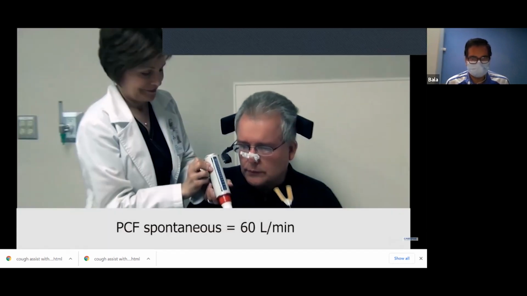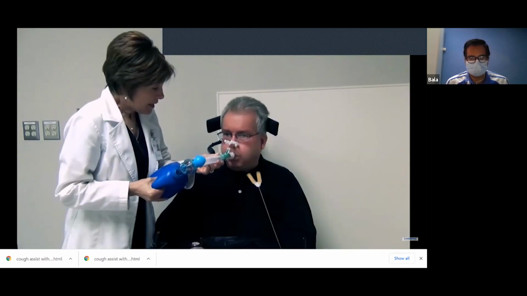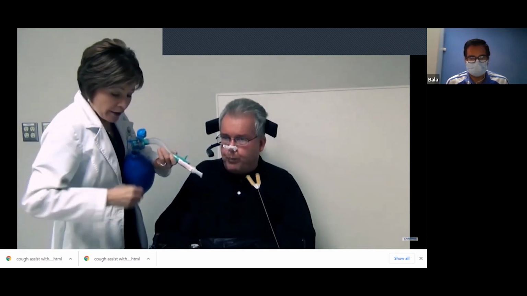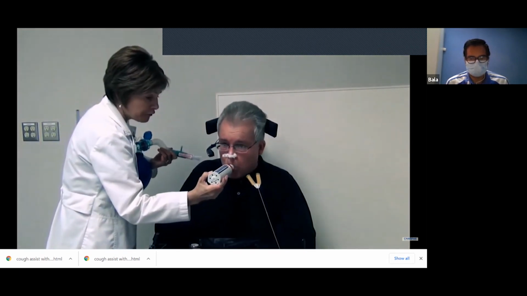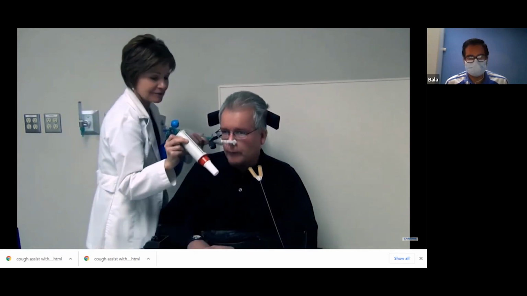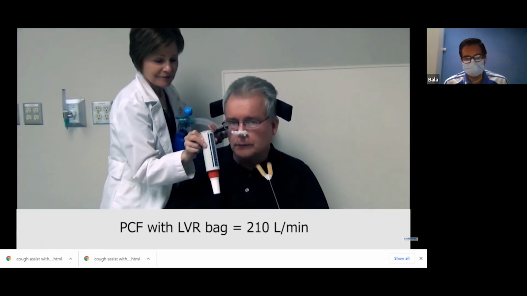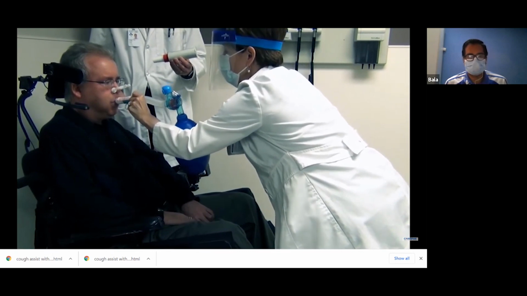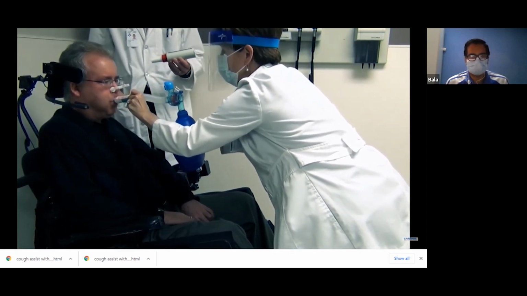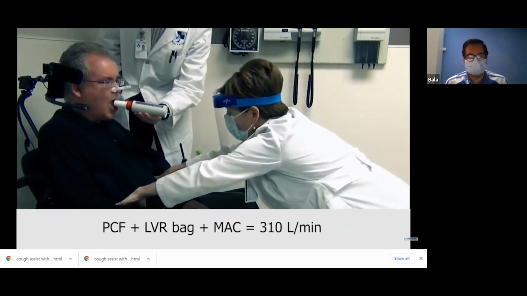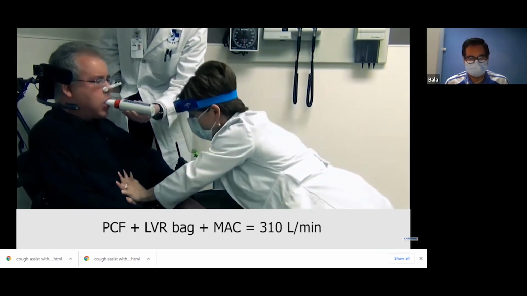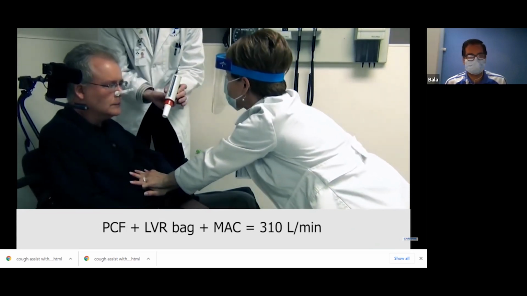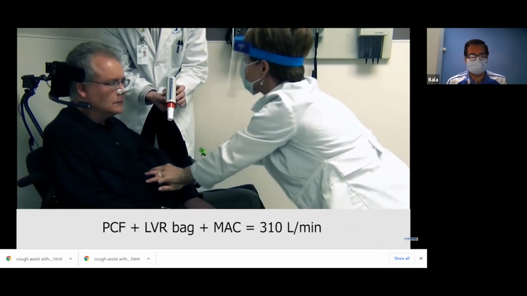The peak cough flow is then repeated using the LVR bag, breath stacking to maximum insufflation capacity. Robert's peak cough flow with the LVR bag increases to 210 liters per minute. When Robert combines breath stacking with the manually assisted cough technique, his peak cough flow significantly further improves to 310 liters per minute, well above the recommended peak cough flow of 270 liters per minute required for effective secretion clearance.